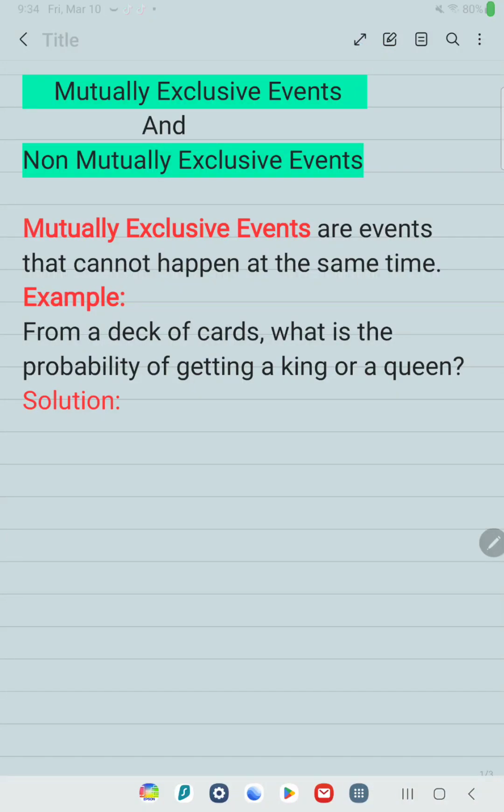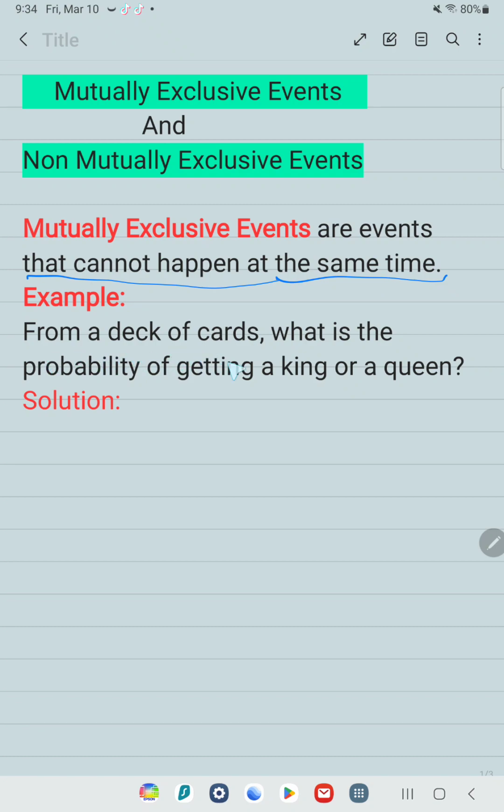In this video, you're going to learn about mutually exclusive events and non-mutually exclusive events. What's the difference between these two? When we say mutually exclusive events, these are events that cannot happen at the same time. So take note of this. Here, I'm going to give an example for you to fully understand.